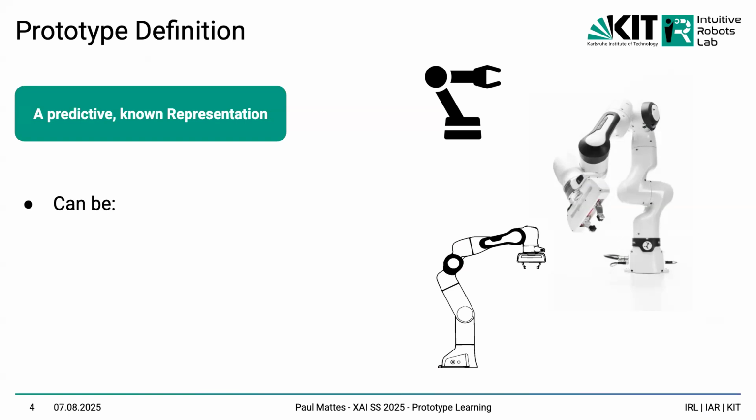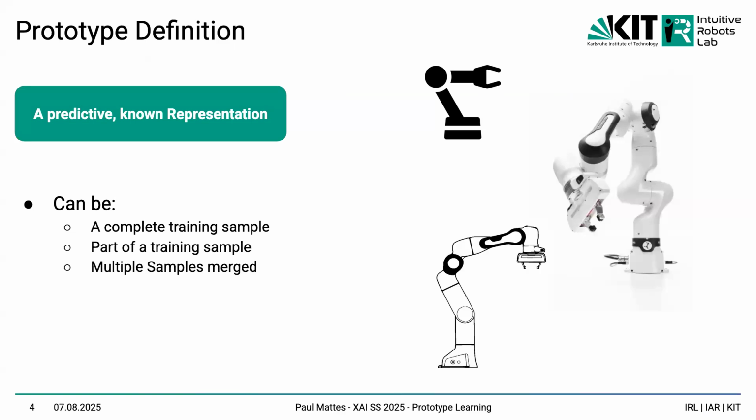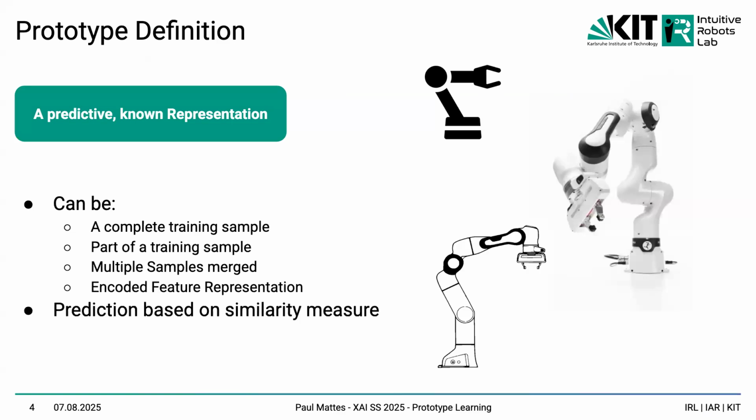And a prototype can be very different things. For example, it could be a complete training sample we have in our data set. It could be a part of a training sample. For example, if we think about the robot again, one prototype could be that it has a gripper, or that it has different joints or a base. That could all be prototypes, because all different robots usually have different joints, maybe have a base, maybe have a gripper. It could be multiple samples merged. This goes also more in the direction of what's done here. It could also be a whole training sample, or it could also be an encoded feature representation.